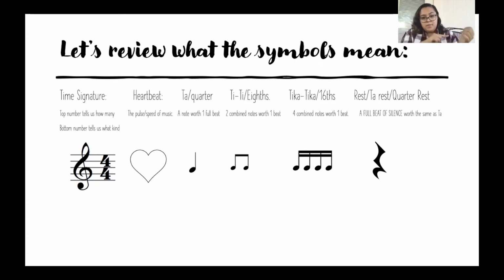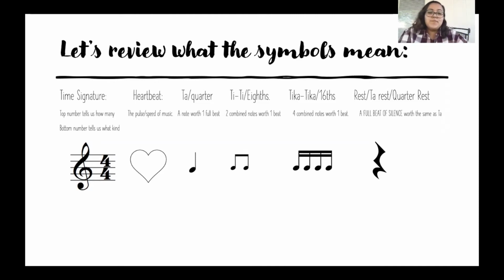The bottom number is going to tell me what kind of note. So I know I have 4 tas in the measure because at the bottom I have another 4. And ta is 1/4 or a quarter note. Now, if I had an 8 at the bottom, then we would be talking about TT. TT would be getting the beat. So then I would have 4 TTs in the measure. But that's getting ahead of ourselves. I just wanted to explain how it worked.